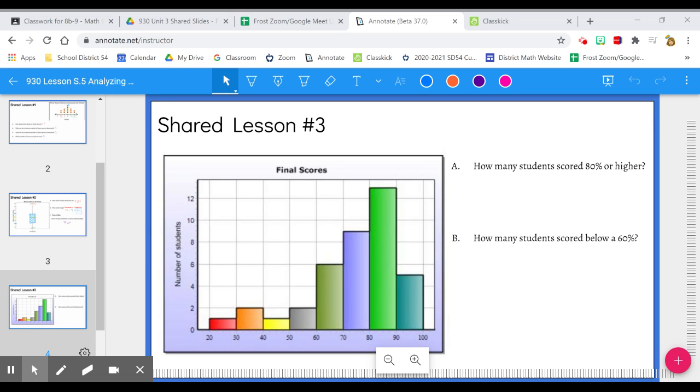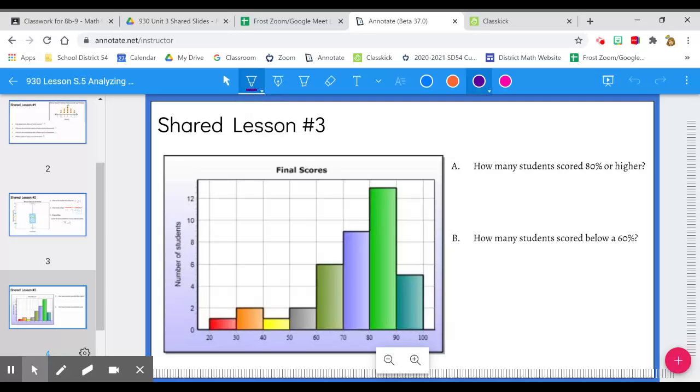All right, our third and final question here uses this histogram. So 2 questions here. Sorry about the bell. We'll just keep going. How many students scored 80% or higher? So wondering how many scored 80% or higher.